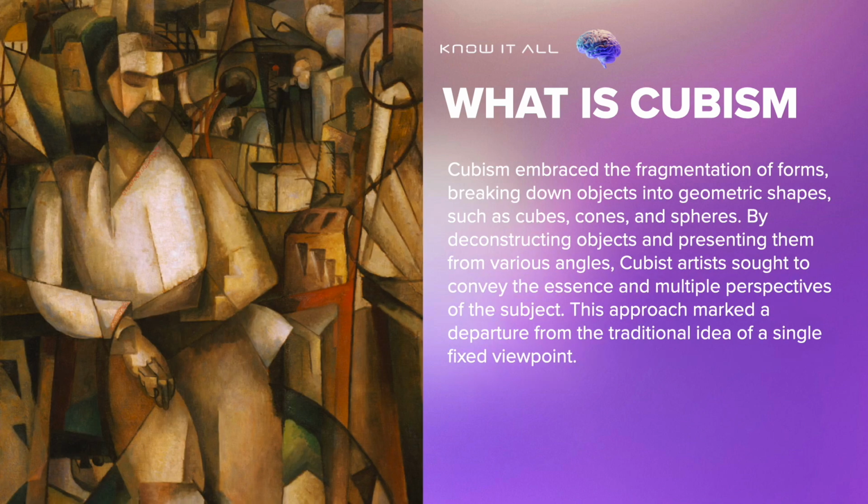Cubism embraced the fragmentation of forms, breaking down objects into geometric shapes, such as cubes, cones, and spheres. By deconstructing objects and presenting them from various angles, Cubist artists sought to convey the essence and multiple perspectives of the subject. This approach marked a departure from the traditional idea of a single fixed viewpoint.